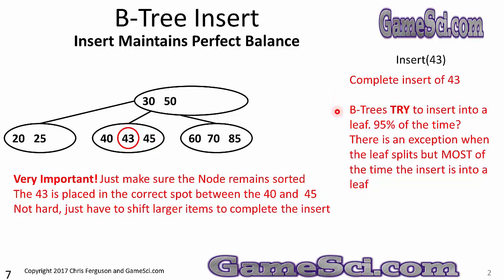B-trees try to insert into the leaf. A great amount of the time, B-trees insert into the leaf. There is an exception when the leaf splits, but most of the time the insert is into the leaf. Just make sure the node remains sorted. The 43 is placed in the correct spot between 40 and 45. This is not hard. You just have to shift the larger items to complete the insert.